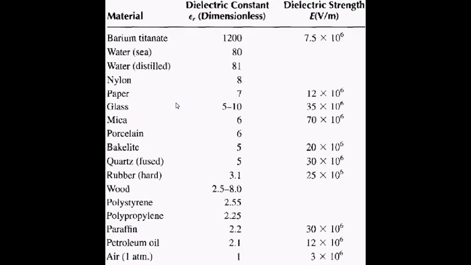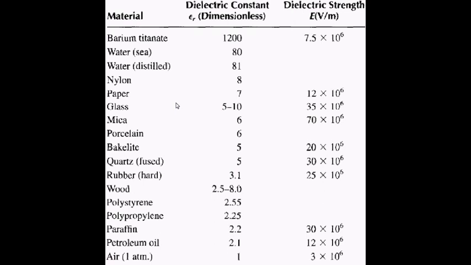Relative permittivity is a dimensionless quantity. And why is it dimensionless? Because it is the ratio of two same quantities, F divided by F. These are the two same quantities. It has a dimension of Newton. Newton divided by Newton equals 1. Therefore it's dimensionless.